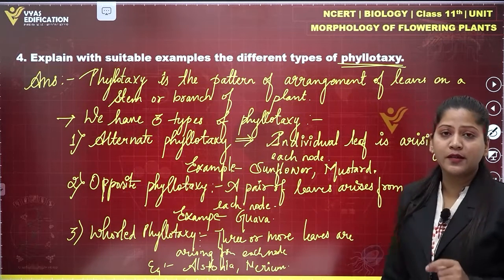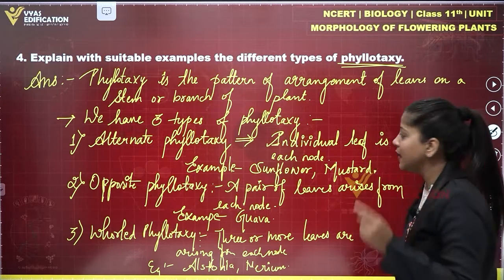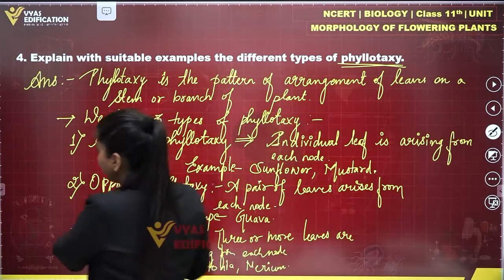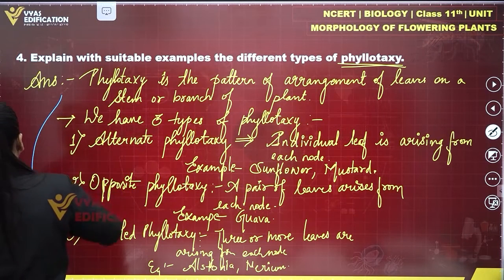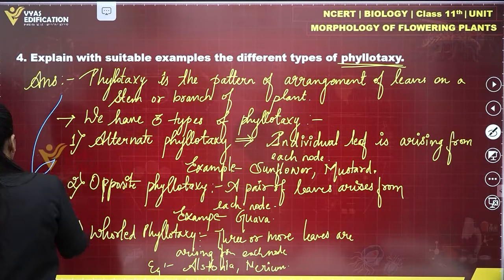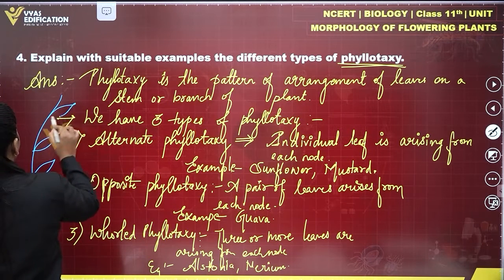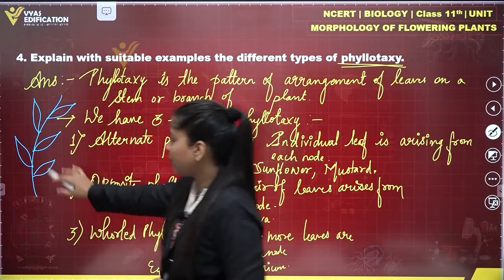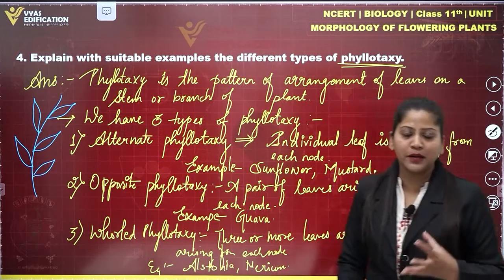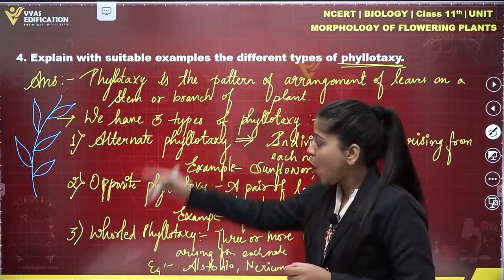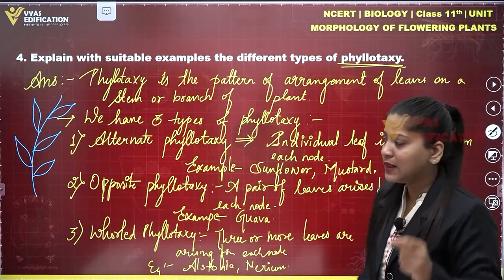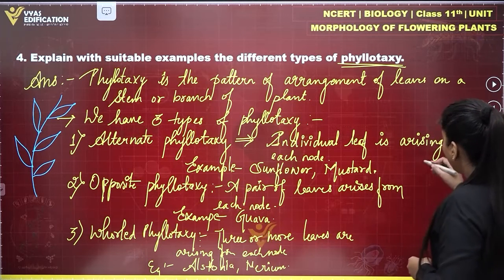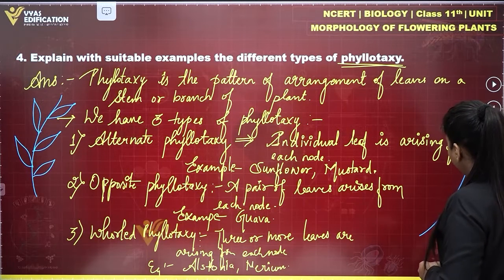If we talk about the representative figures of each of the phyllotaxy, we are going to make them here like this. The first one has a leaf stalk. This is a leaf, this is a leaf, and here also are leaves. This kind of arrangement is said to be alternate arrangement, the alternate pattern of arrangement of leaves on the axis. This is alternate phyllotaxy.